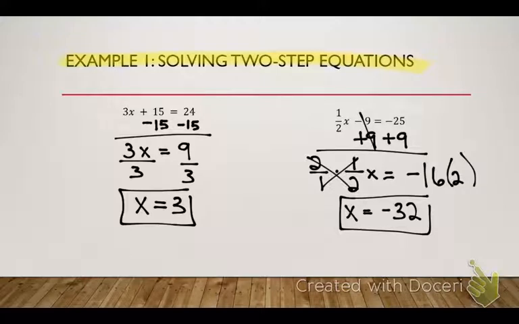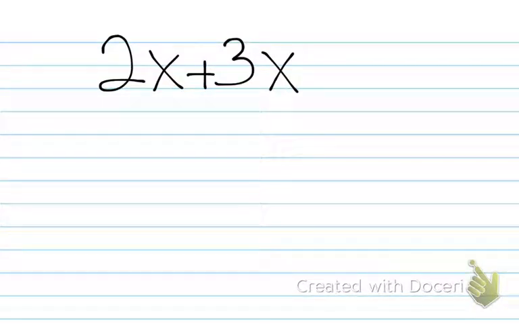All right, before we do example 2, I need to review a concept with you guys. A concept called combining like terms. You guys remember combining like terms? You learned it last year in chapter 7, I think. Like terms either have the same variable or they're a number by itself. So what do you think? Is 2x plus 3x, are those like terms? Do they have the same variable?